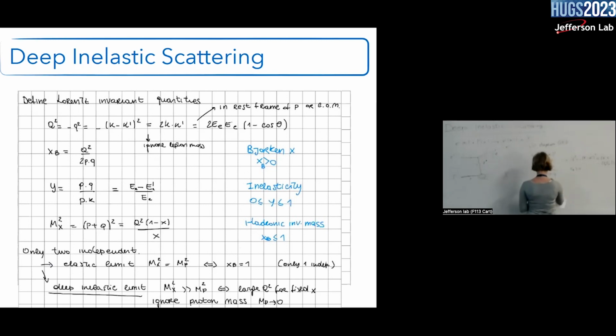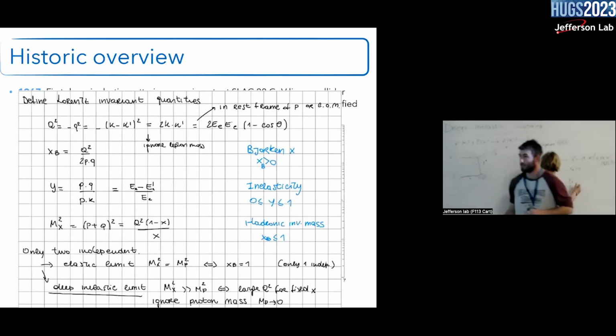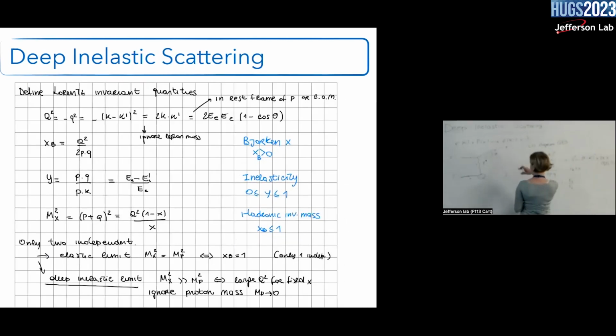And then there is the inelasticity, which is P dot Q over P dot K, which is just, if you write it in terms of the center of mass energy, 1 minus E prime divided by E. So it's the energy transfer from the electron to the proton, okay? And this is clearly between 0 and 1.